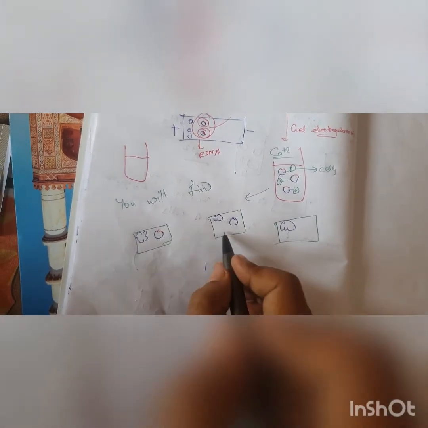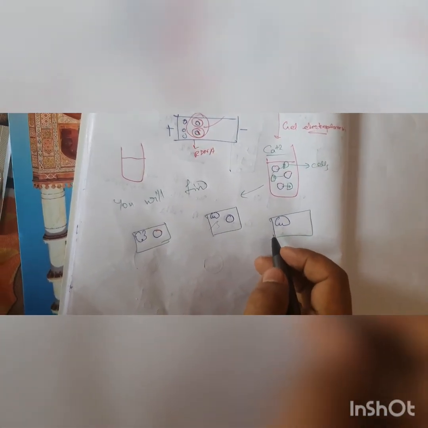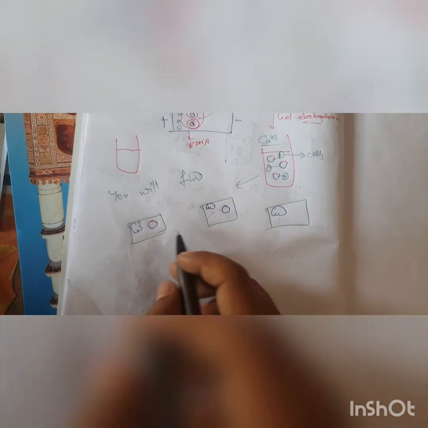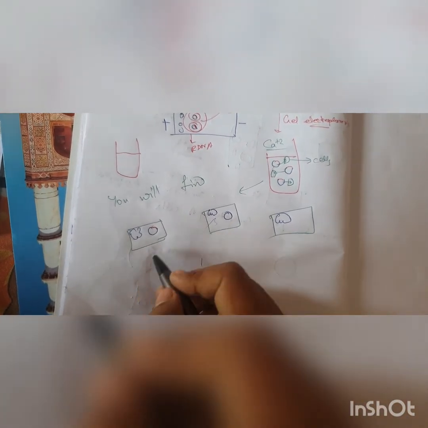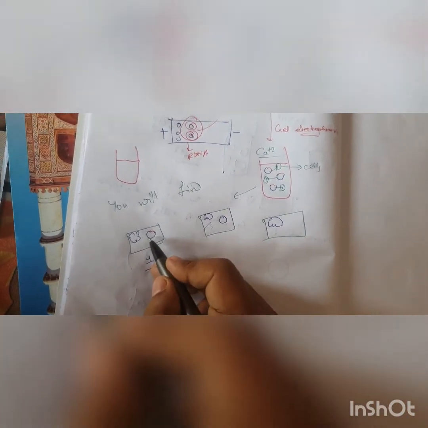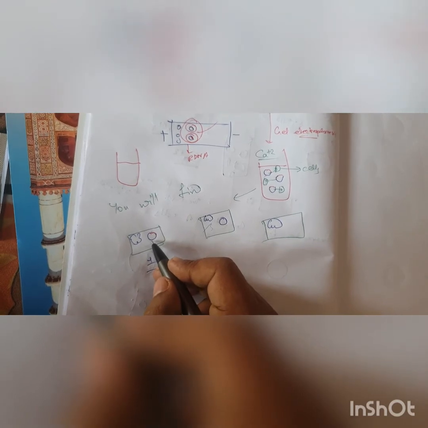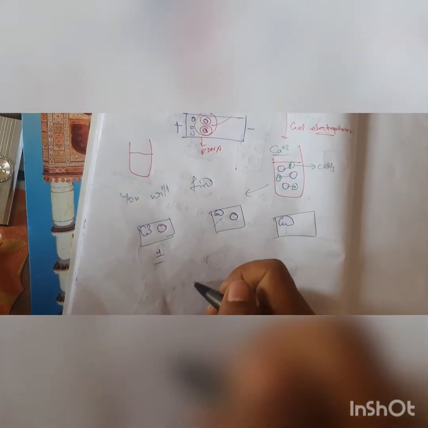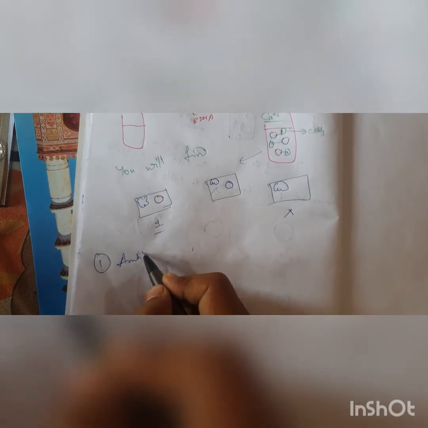This is the chromosome, this is the chromosome, this is the chromosome. Now this cell number 1 has taken up the recombinant DNA. Cell number 2 has taken up just the vector and cell number 3 has taken up nothing. Now how will you separate them? Are you getting my point? They say one antibiotic resistance gene should be there.